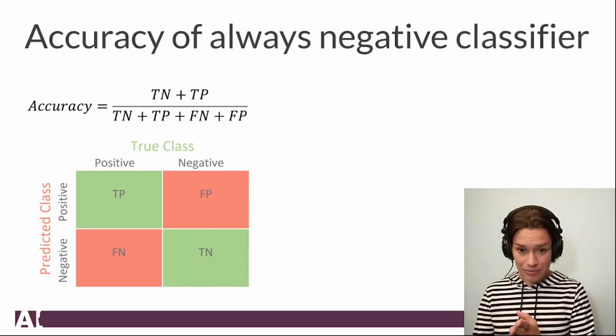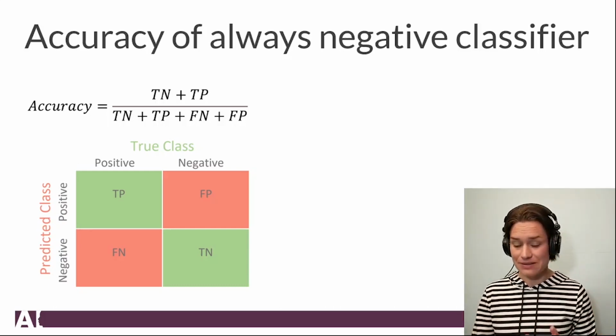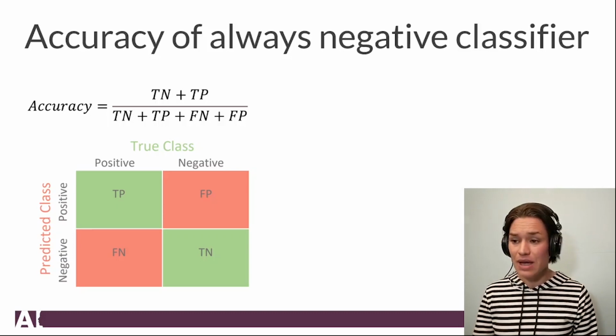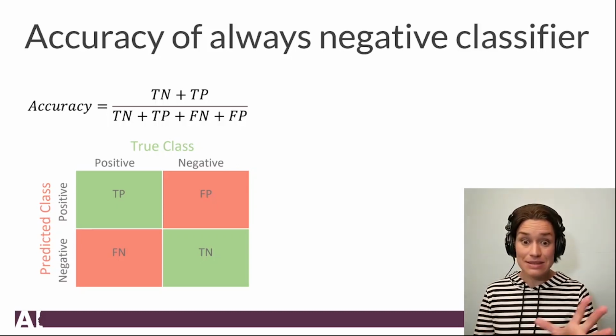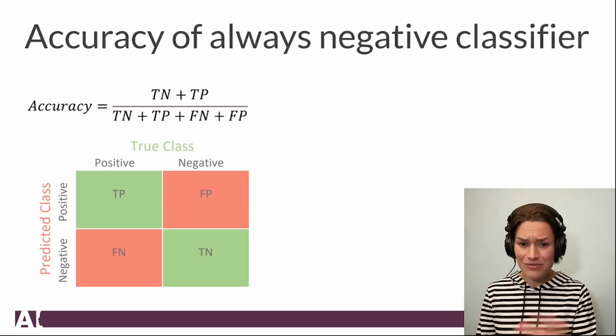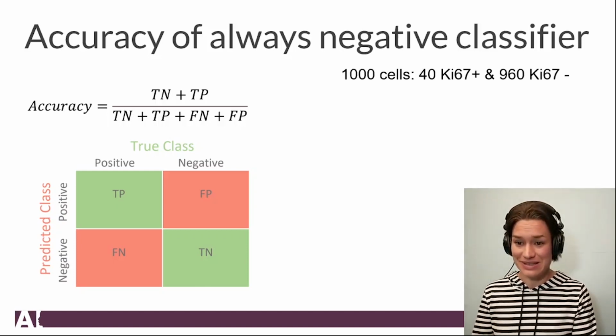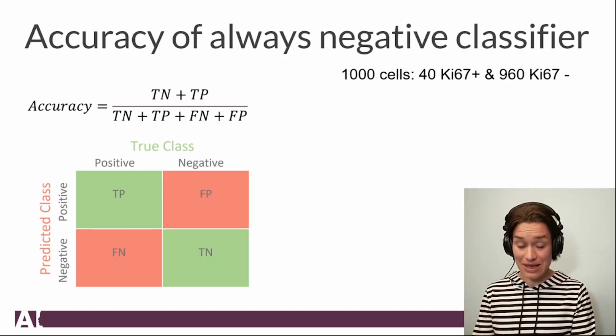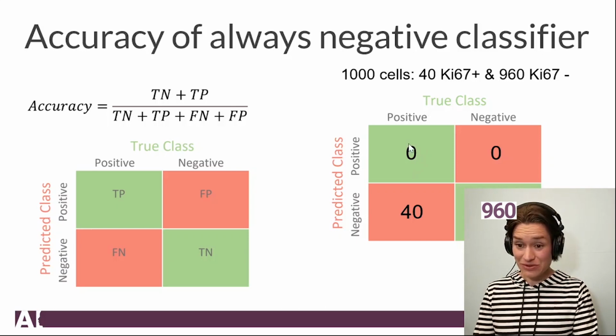So we have an underrepresented class in a sea of something that is very abundant. Let's say Ki-67 positive cells in a sea of negative cells. What happens with accuracy if we have a classifier that says everything is negative in such an underrepresented class? We have 1,000 cells in total, 40 are Ki-67 positive and 960 are Ki-67 negative.